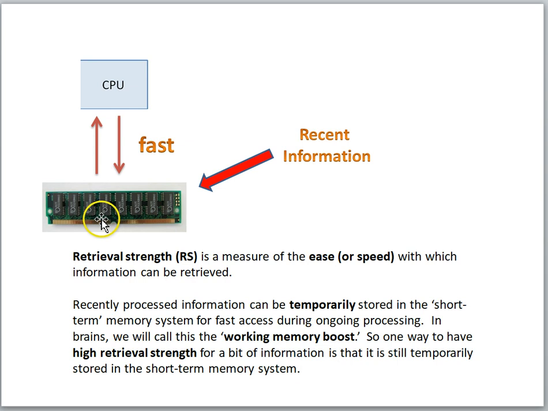Think about doing a word problem or some mental math. There might be several steps in the process, and you might be on step 3. But even though you're not currently thinking about step 1, it is easily accessed because it just happened a moment ago. And that's the idea, that recently processed information is temporarily more accessible in the short-term memory system. And we're going to call this the working memory boost.